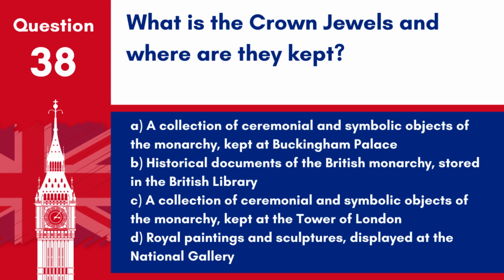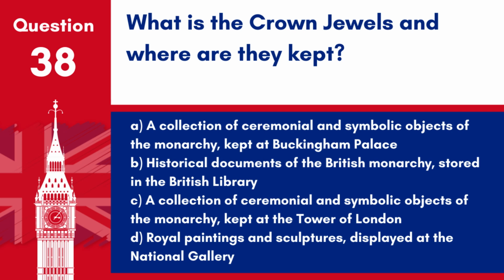Question 38. What are the crown jewels and where are they kept? A. A collection of ceremonial and symbolic objects of the monarchy kept at Buckingham Palace. B. Historical documents of the British monarchy stored in the British Library. C. A collection of ceremonial and symbolic objects of the monarchy kept at the Tower of London. D. Royal paintings and sculptures displayed at the National Gallery.